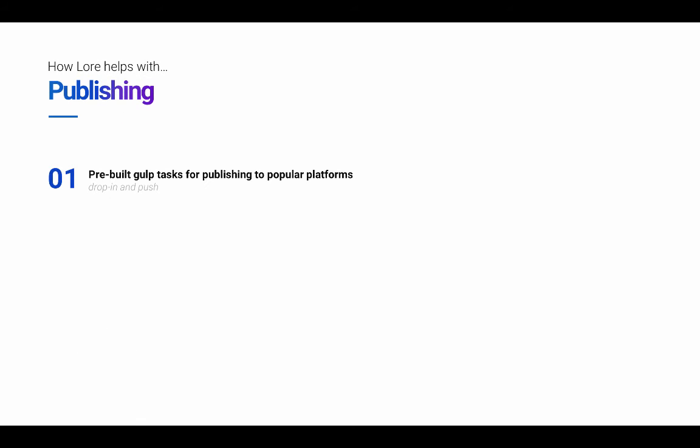To summarize how Lore helps with publishing, it provides pre-built gulp tasks for publishing to popular platforms, which means when you're ready, you can pretty much just drop one in and push your code up. This also means that you can largely ignore publishing until the needs of your application demand that you can't. And with that, we reach the end of this video.